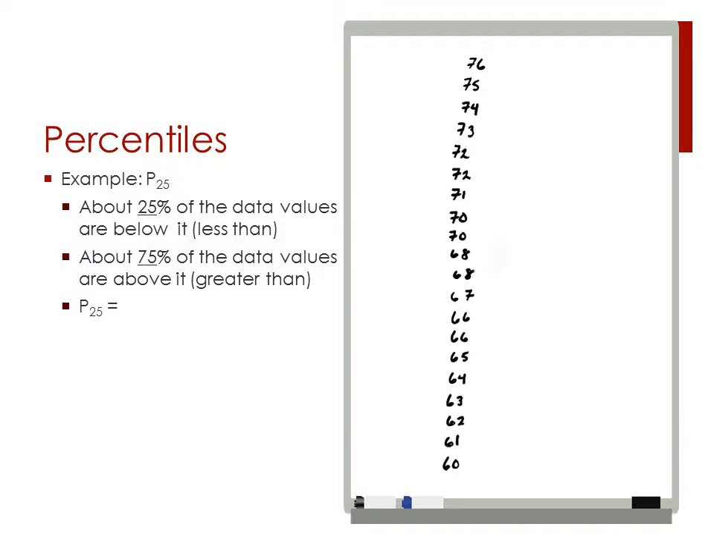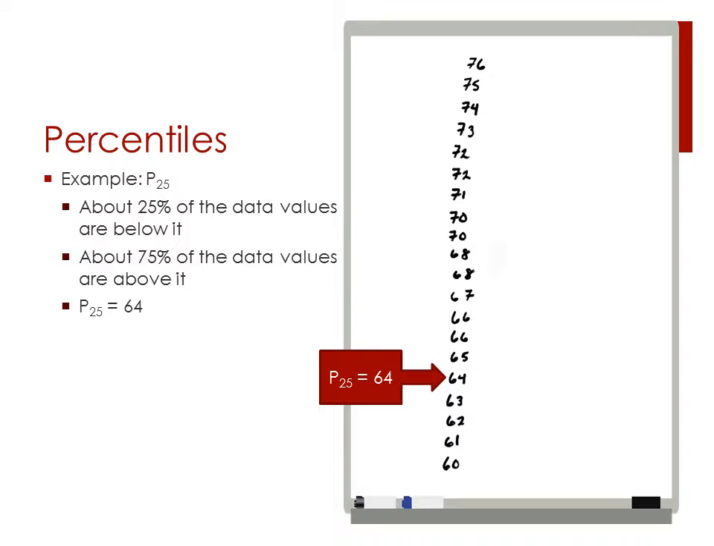I'm going to have about 25% of the data values below, or less than, the numerical value that represents the P25, and about 75% of the data values are going to be above it, or greater than that value. So looking at P25 here, we're going to see that it's in fact 64.